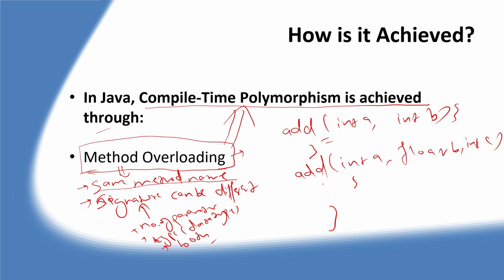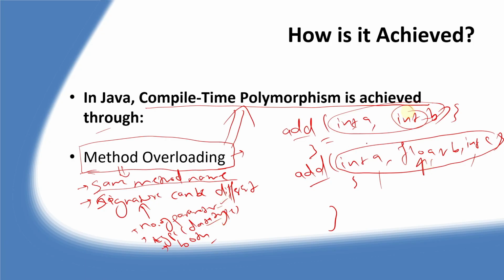Now see, the method name is the same, but the signature is different. Signature means it can be the number of parameters. See, here only 2 parameters, here 3 parameters. It can be data type. See here I'm using float, here I'm using int. Or it can be both. In this example, it is both: the number of parameters is different and the data type is also different. So signature can be different. With these two rules, we can do method overloading.